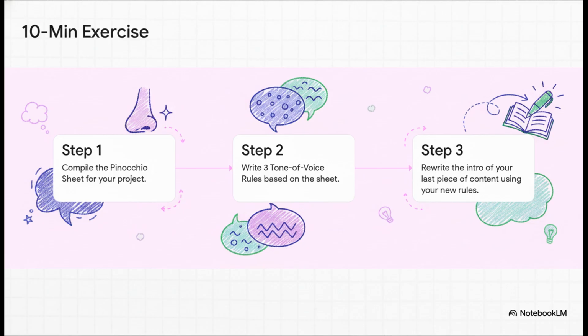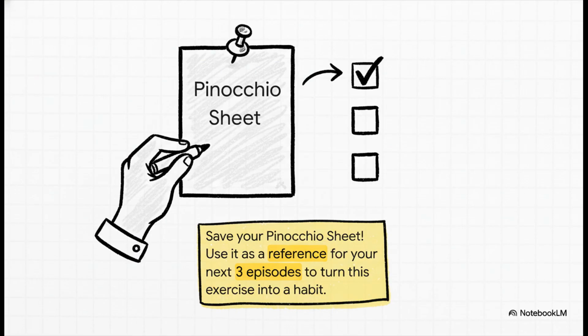And 3, this is the magic part, go find the last thing you published and just rewrite the intro using your new rules. I promise you, you will feel the difference instantly. And here is my final piece of advice. This is not a one-and-done kind of thing. Save that Pinocchio sheet, print it out, tape it to the wall by your desk, whatever you have to do, and consciously use it as a reference for your next 3 pieces of content. That is how you turn this into a real, consistent habit.